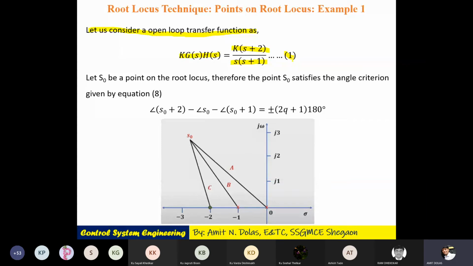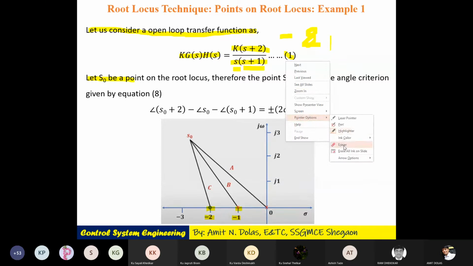Right. Can you mention the zero? The zero is at minus 2, because if s plus 2 is equal to 0, then s, which is the zero z1, will be at minus 2. What about the poles? One pole is s equal to 0 and another pole is s equal to minus 1. So let s0 be as written here; the zero is at minus 2 on the diagram, and the pole is at minus 1.